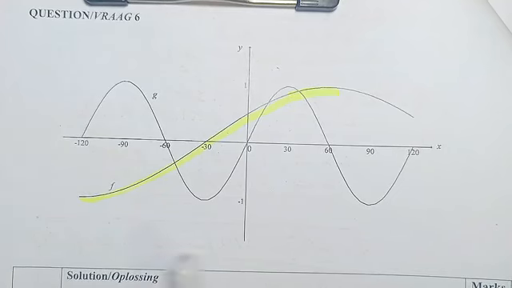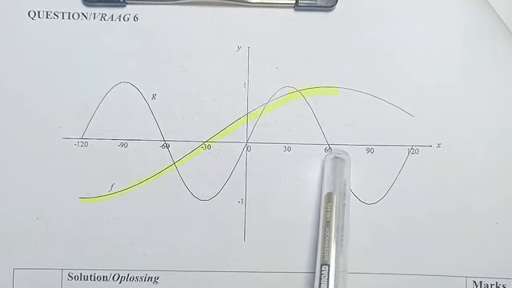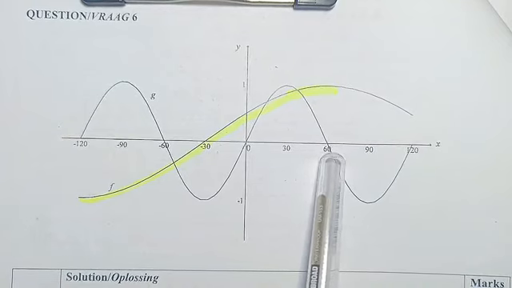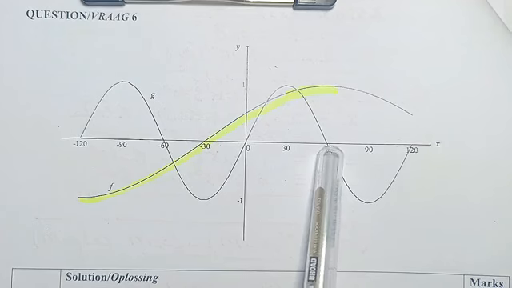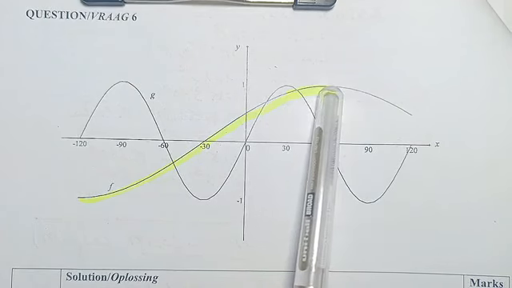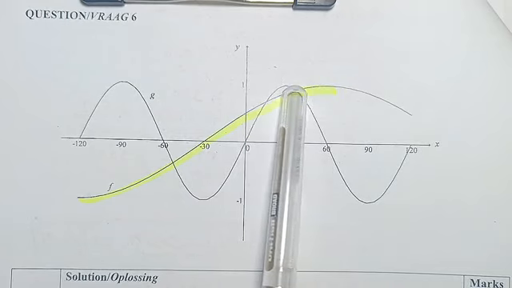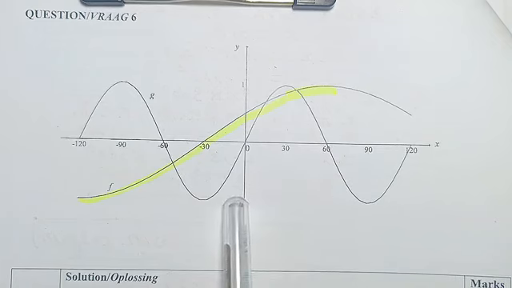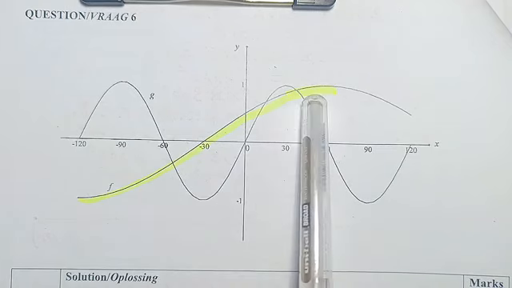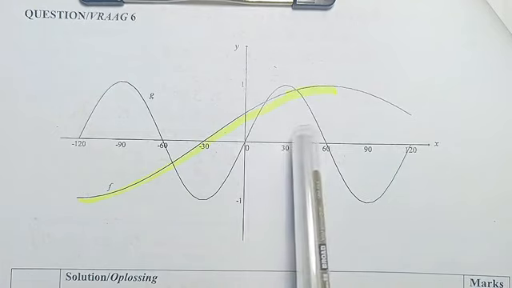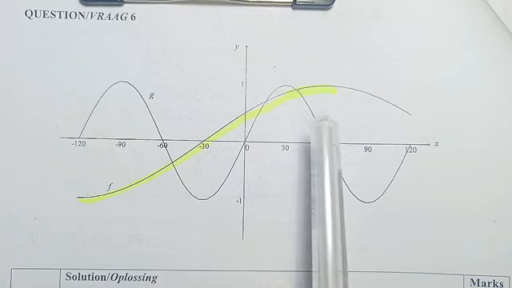Must remember here the turning point is going to be x value 60 degree, and the y value is going to be 1. Must remember the range: the maximum is positive 1 and the minimum is negative 1. That's the range of the cos graph. Now the graph shifts 60 degree to the right.